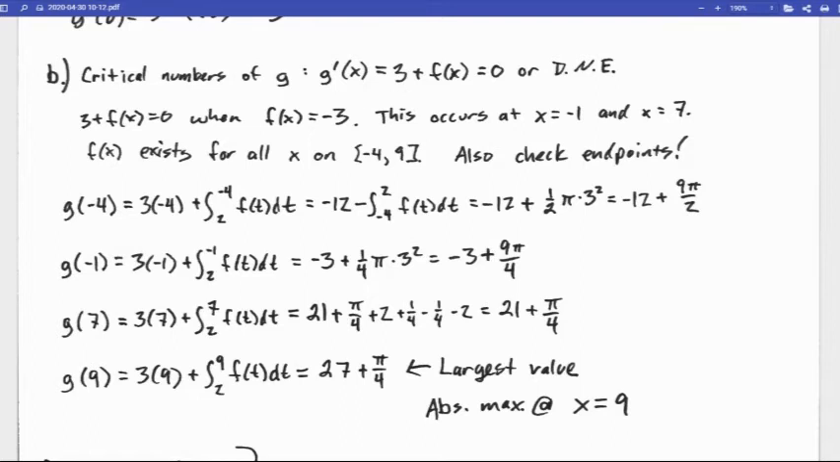Well, its derivative is 3 plus f, and so it exists everywhere, so that's not a problem. But then it's equal to 0 when f is equal to negative 3. So look at the graph and see where that happens. That's at negative 1 and 7.